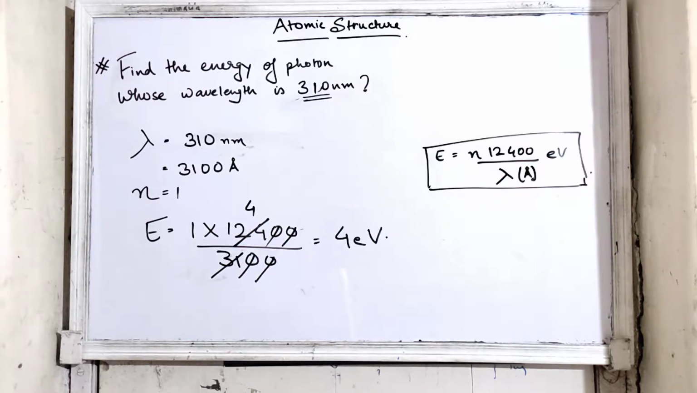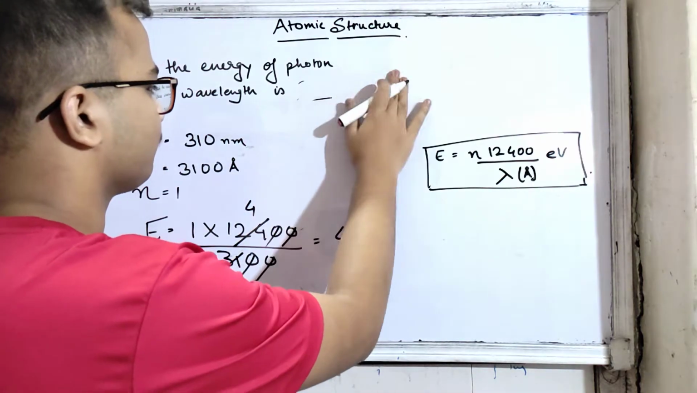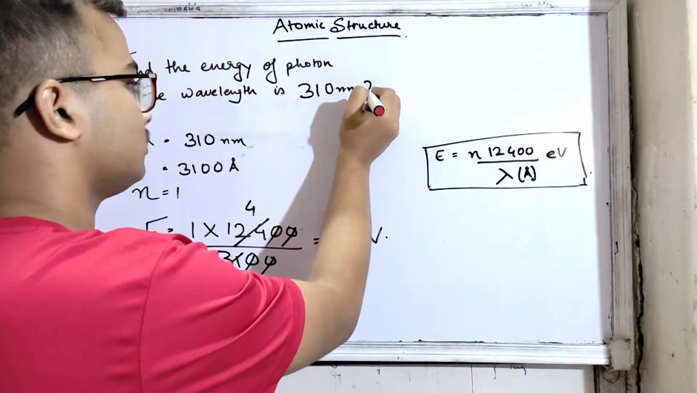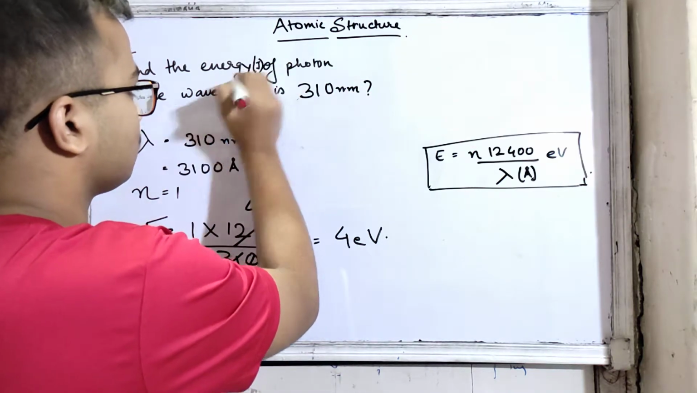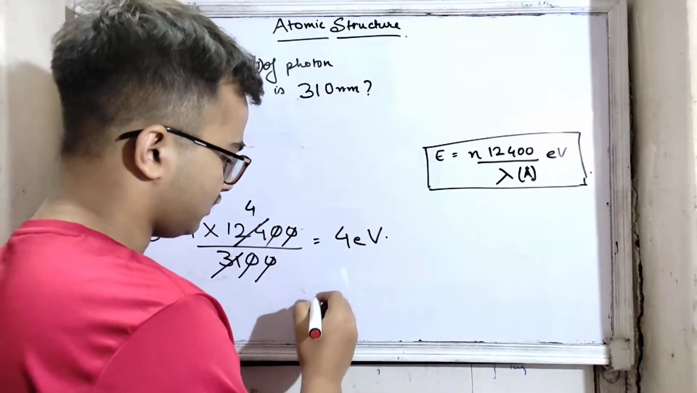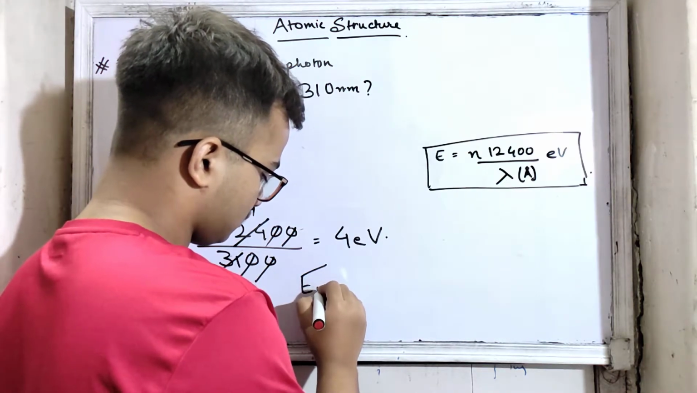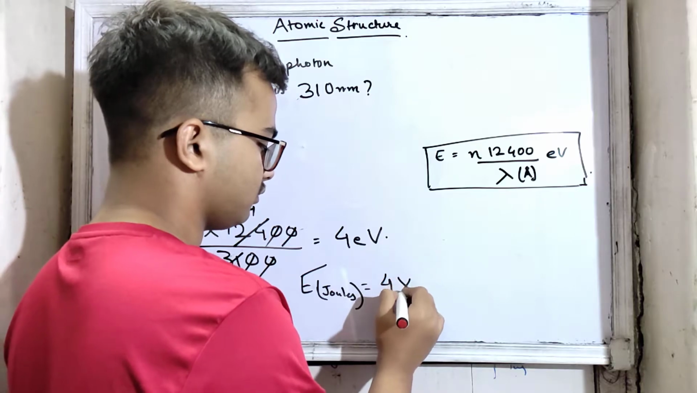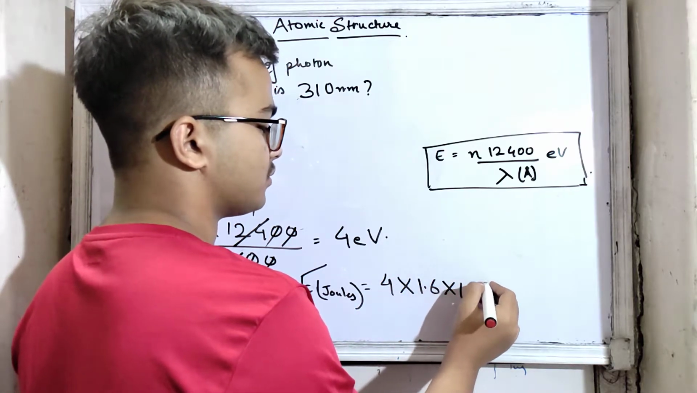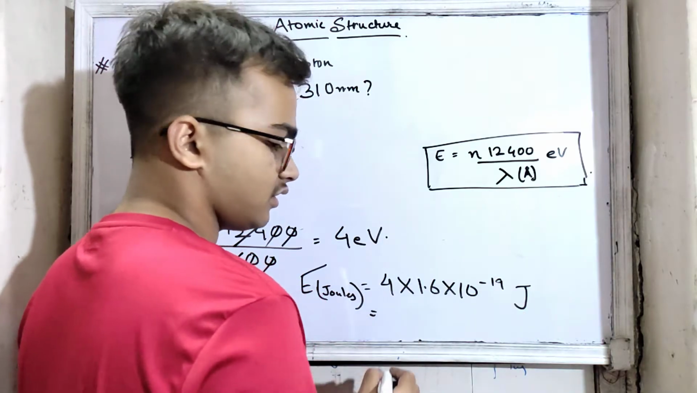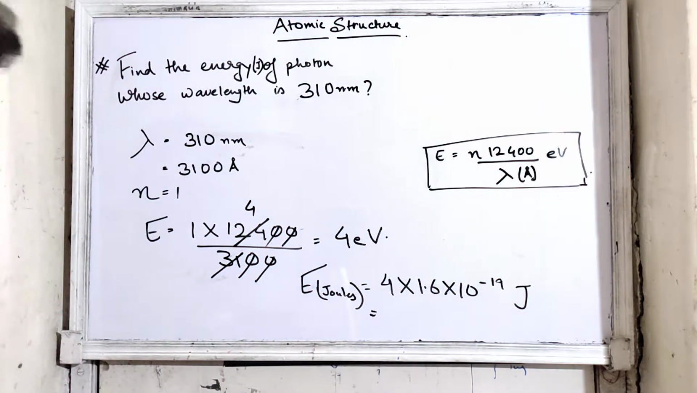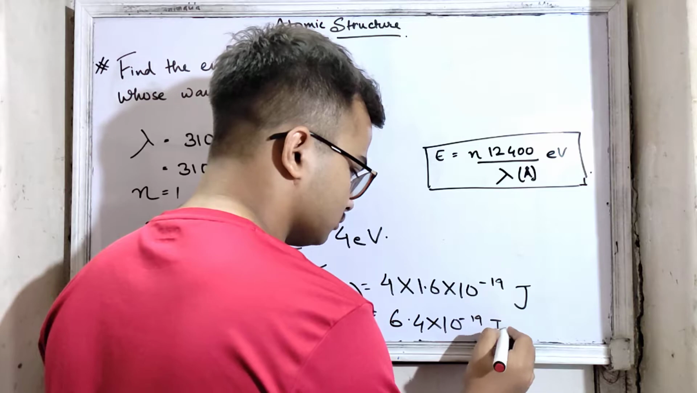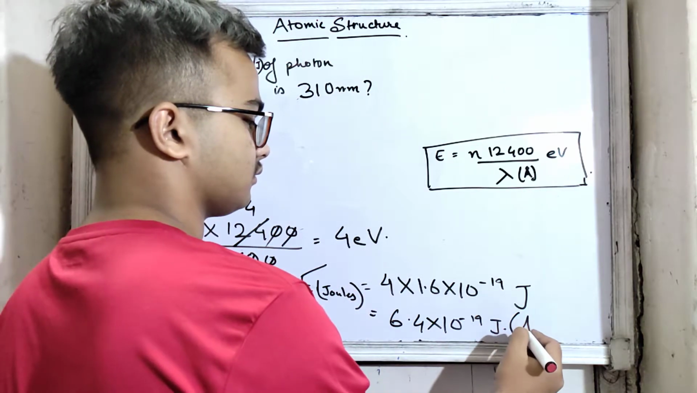But if the question was like this, where they told you to find in joules, then what I have to do is I multiply simply 4 into 1.6 into 10 to the power minus 19 joules. So the answer will come around 6.4 into 10 to the power minus 19 joules. So this is your answer.